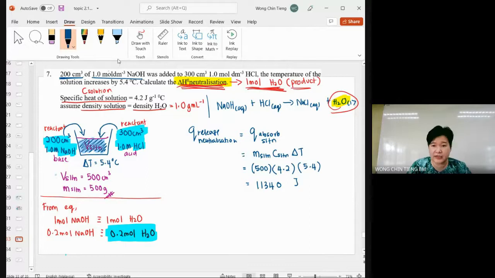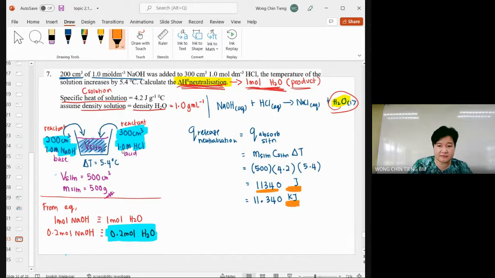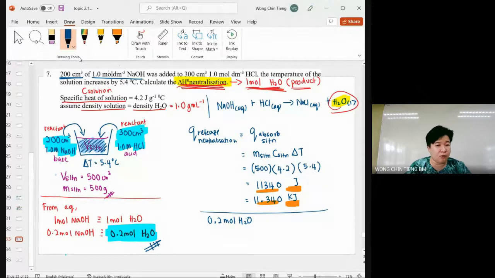Yes? Okay. And macam saya cakap selalu sangat, nombor ni biasa nombor besar, tukar kepada kilojoule. Bahagi 1000, 11.340. Sentiasa buat yang ni sebab it makes your life easier. Alright, because the value is going to be big. And this heat release is when you have 0.2 mole of water only. Bila 0.2 mole of water dihasilkan, kamu akan bebaskan negatif 11.340 kilojoule. Question asking for enthalpy of neutralization, where we are looking for 1 mole of water.